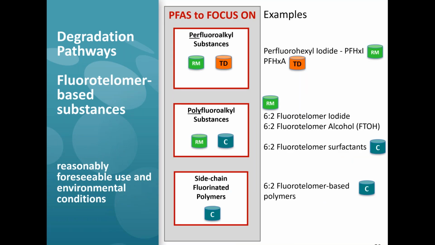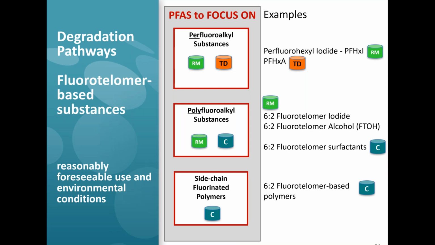So when we think about degradation pathways for fluorotelomer-based substances, and here I'm calling out the short chain ones that are based on C6, what I thought might be helpful is to provide this pictorial showing what some of the representative substances in these various classes are and their role in the uses. So for instance, the perfluorohexyliodide that you saw in an earlier chart, that's a raw material.